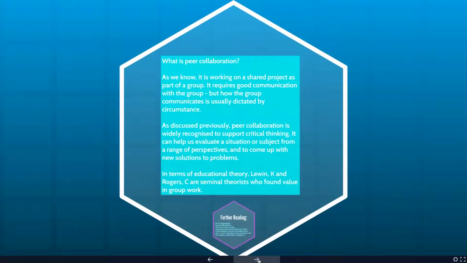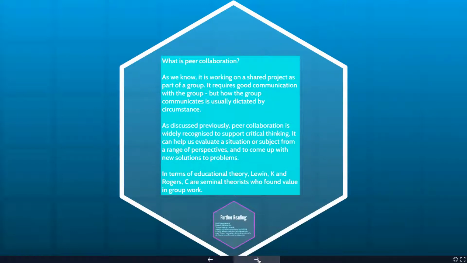First of all, just to backtrack, this idea of peer collaboration. We know it's working on a shared project as part of a group. We know it requires good communication with the group, and we know that how that group communicates is usually dictated by geographic circumstance or time. Some of the best groups I've been part of have met very informally in coffee shops, but when, like us, we're a community of practitioners working at very different locations and we're all time constrained, we can't really always do that. So that's why we're looking at this online model as part of peer collaboration.